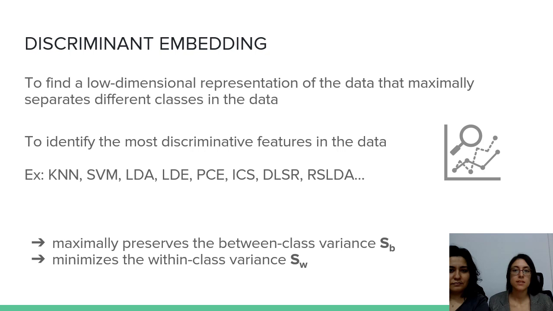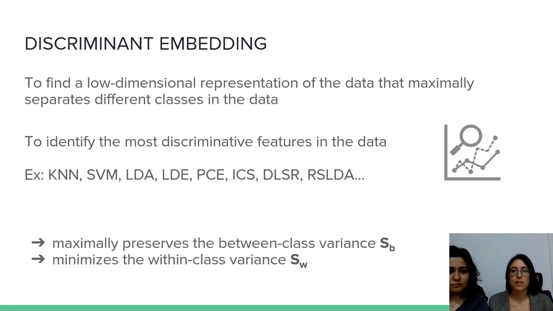Discriminant embedding is a technique for dimensionality reduction that is used to find a low-dimensional representation of the data that maximally separates different classes in the data. It is often used as a pre-processing step for classification tasks because it can identify the most discriminative features, which can be useful for making accurate predictions.